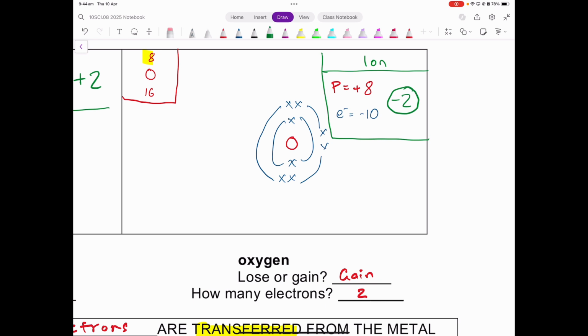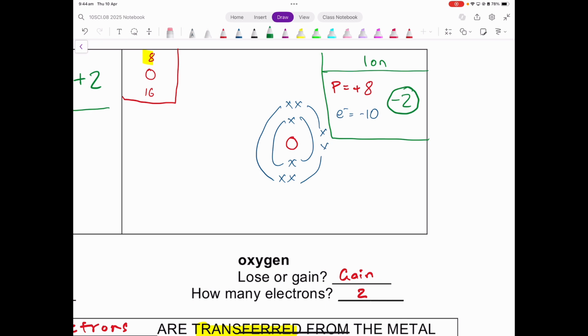Yep. The number of protons is the same as the atomic number. So the number on your periodic table that's right up the top of the element. Yep. Question? Why is the bottom number a negative? Because electrons have a negative charge.